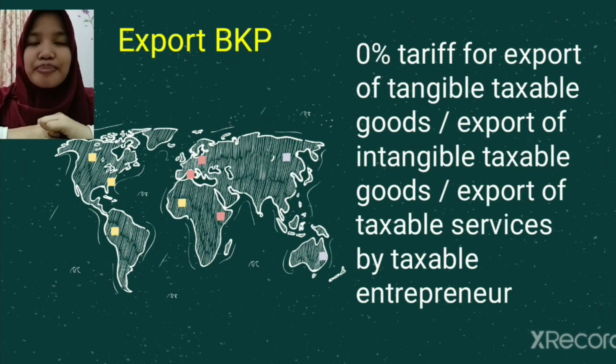Next is export BKP. For export BKP, the tariff is 0% for export of tangible taxable goods, export of intangible taxable goods, or export of taxable services by a taxable entrepreneur. Why 0%? Because the government wants to increase exports in Indonesia.